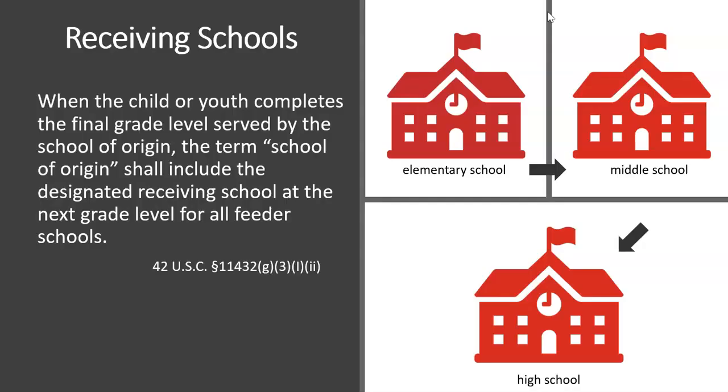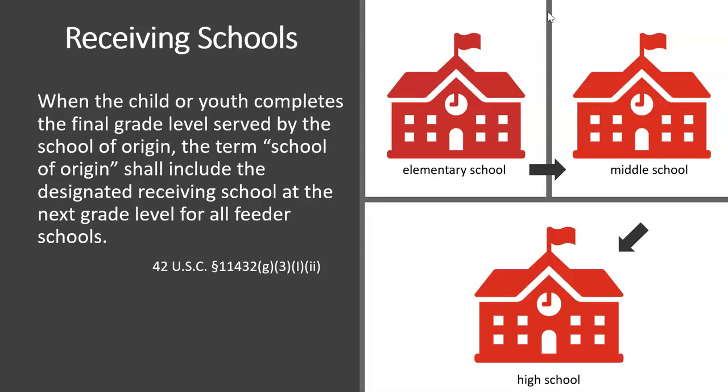What does that mean? So when the child or youth completes the final grade level served by the school of origin, the term school of origin shall include the designated receiving school at the next grade level for all feeder schools. So to give us an example in our district, if I'm a child and I'm attending Park Ridge Elementary, then naturally I hope to continue on to East Valley, the feeder school, and then attend Columbia High School, which is the feeder school for East Valley. So that school of origin becomes really important, because if I'm a child that starts and I am permanently housed in Park Ridge boundary, just again to use that as an example, that school of origin then becomes Park Ridge. That's where I was permanently housed.